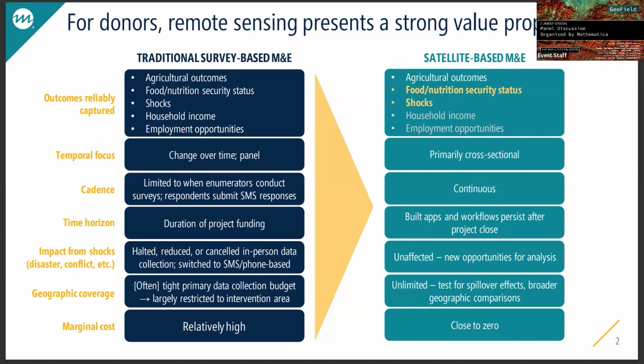Whereas you have global coverage with satellites. So from a financial standpoint, there's also a key benefit there.